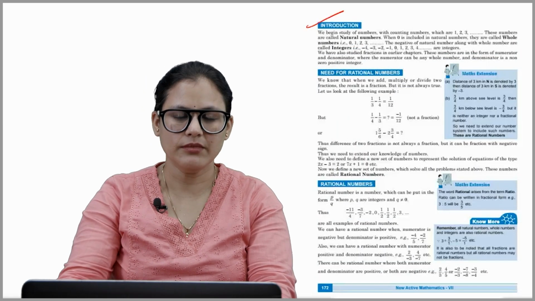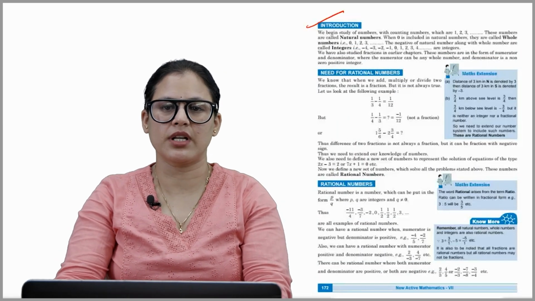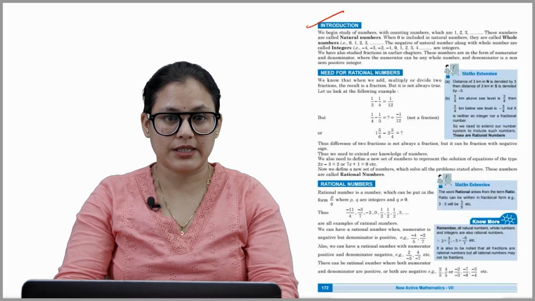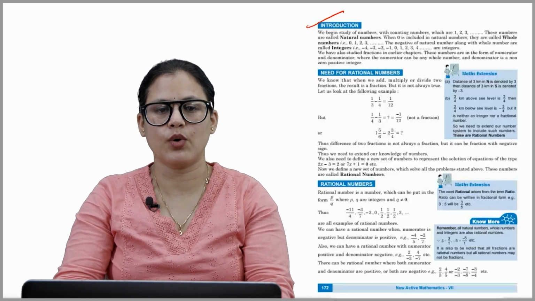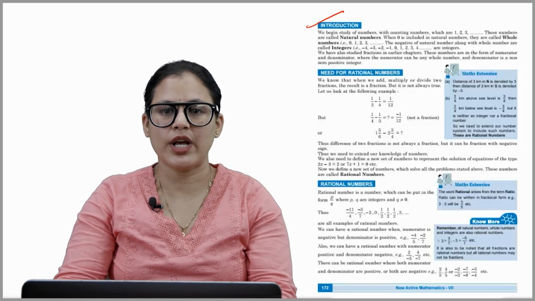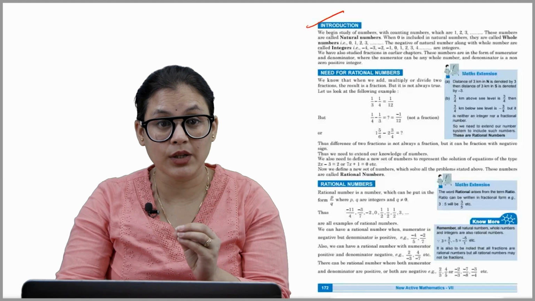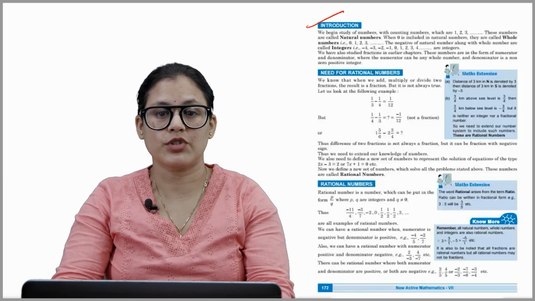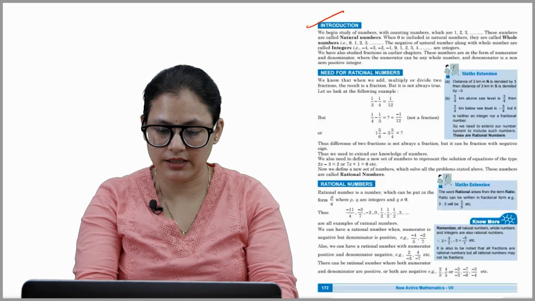Introduction. We begin study of numbers with counting numbers which are 1, 2, 3 and so on. These numbers are called natural numbers. When 0 is included in natural numbers, they are called whole numbers. That is 0, 1, 2, 3 and so on. The negatives of natural numbers along with whole numbers are called integers, which we studied in chapter 1. See, these are the integers.